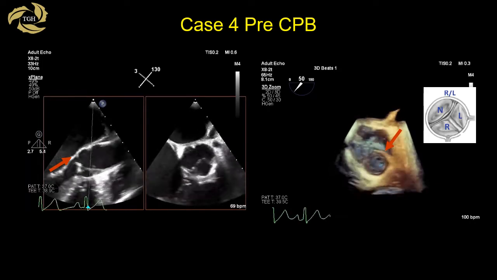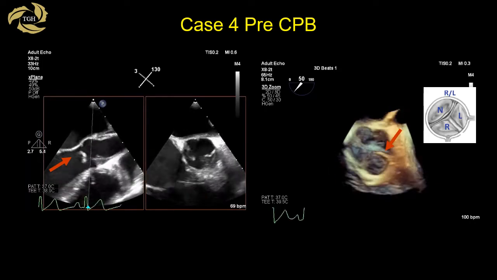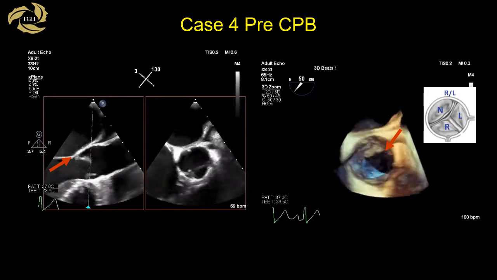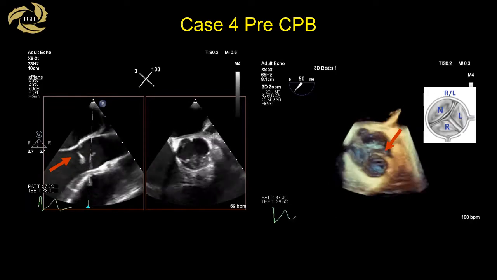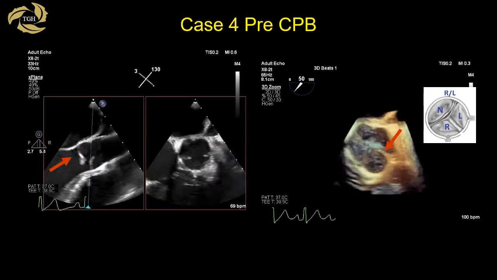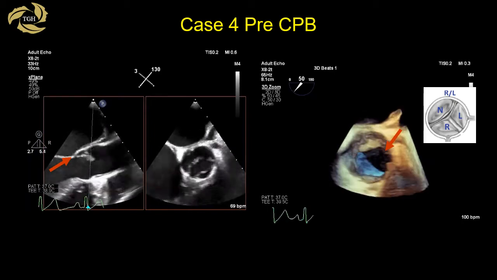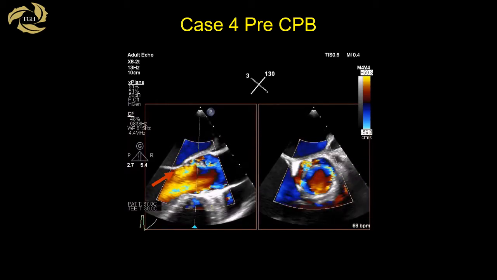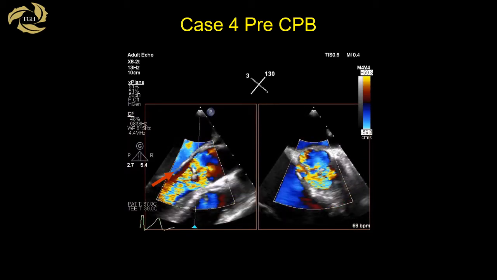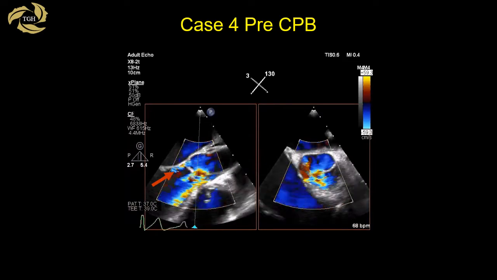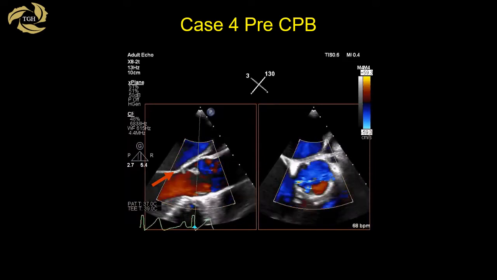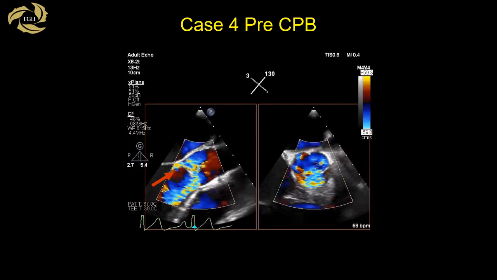3D imaging confirms that this is a bicuspid aortic valve type 1 with fusion of the right and left cusps and presence of a raphe indicated by the arrow. Color Doppler shows there is severe eccentric anterior directed AI and a second jet associated with the flail portion, suggestive of a perforation.